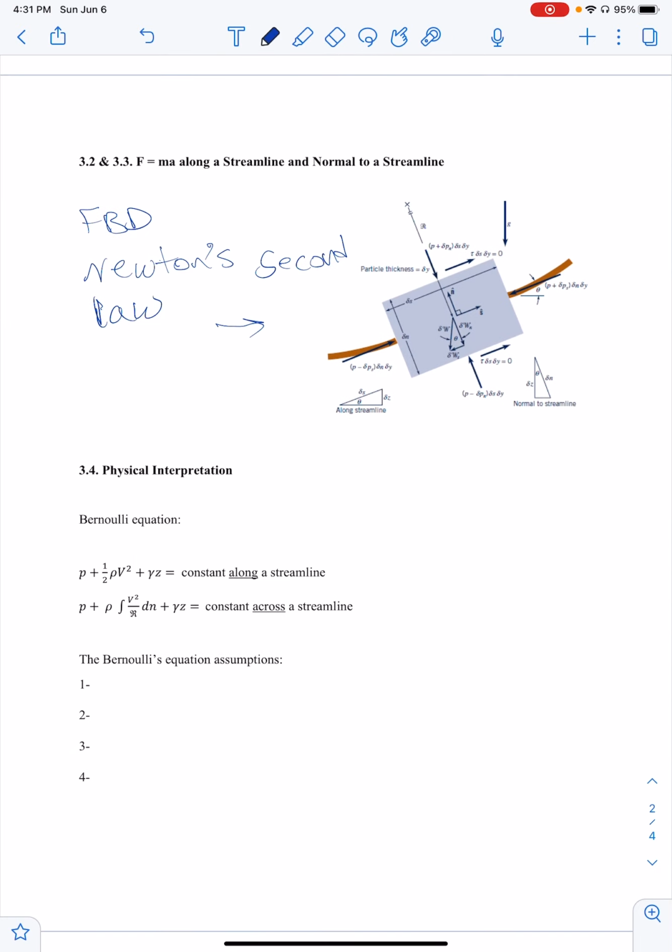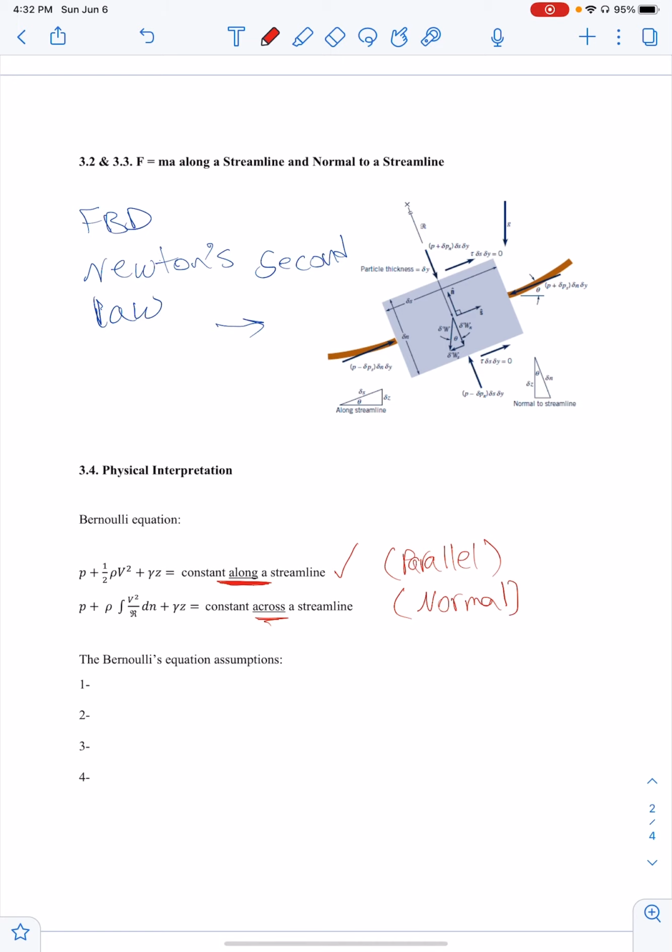Now, what is the Bernoulli equation? This is the Bernoulli equation, and just be careful that Bernoulli's equation can only be used along a streamline. It's really important right here. By constant along a streamline, we mean parallel to the streamline, and by across a streamline, we mean normal to the streamline.